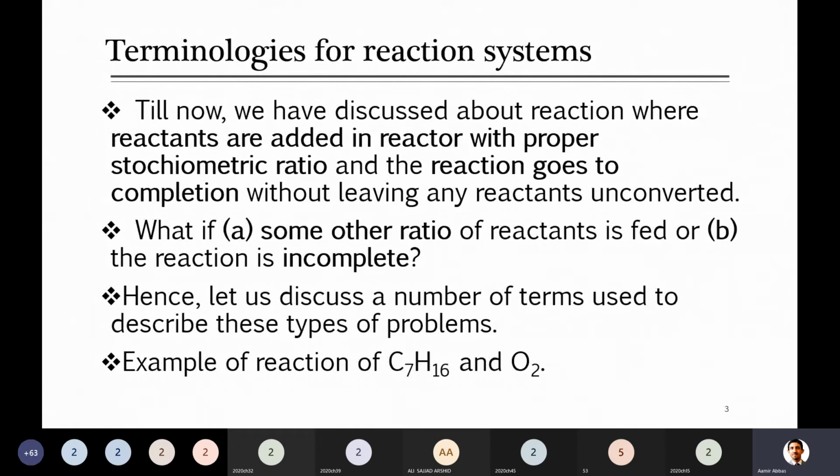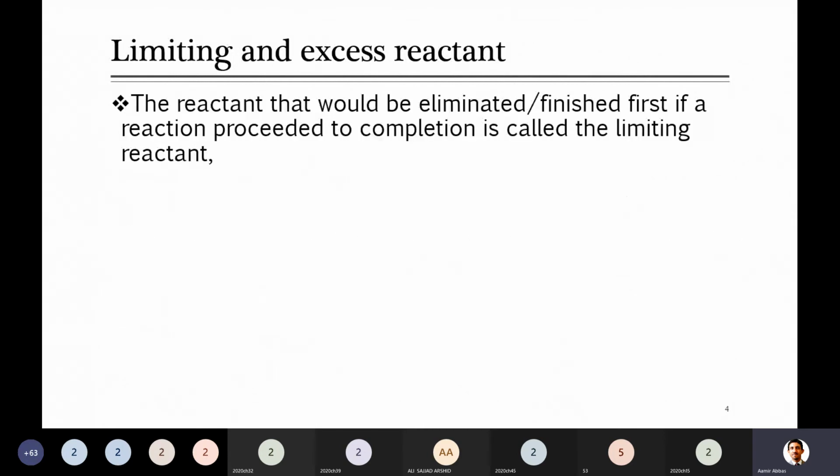If they are not present in this ratio, it means there will not be complete conversion of all the reactants. For example, any of these can be in a lesser amount, but most of the time we can consider oxygen, which is available in the form of air, to be in excess, and the other reactant is present in a small amount compared to that. That is not in that specific ratio, so it means there will be a leftover. One will be in excess and the other will be consumed earlier. So which one is eliminated first, or finished first?